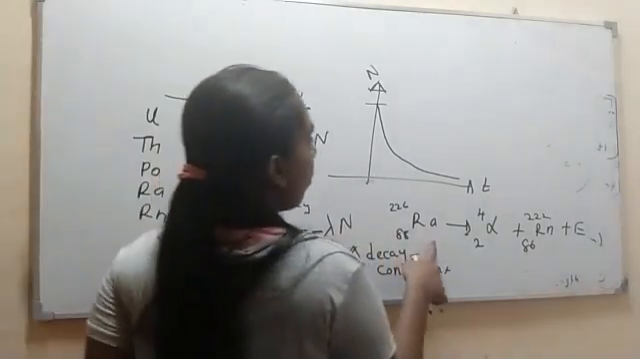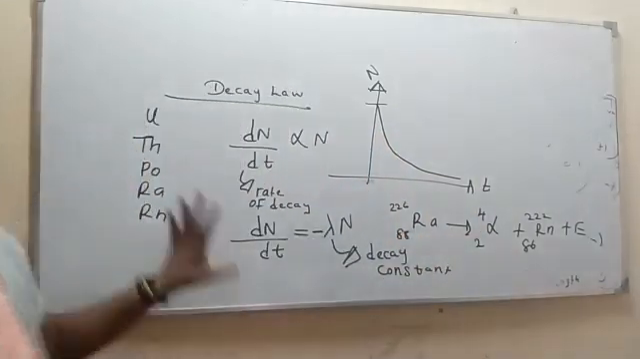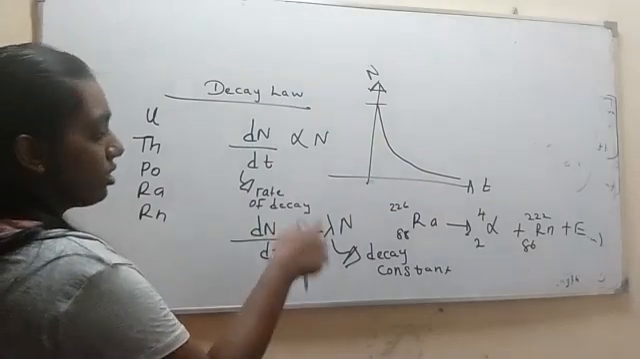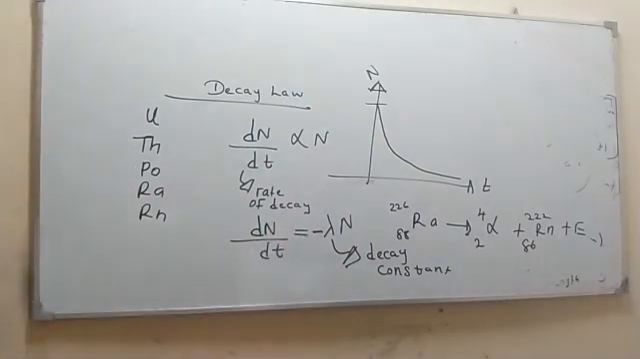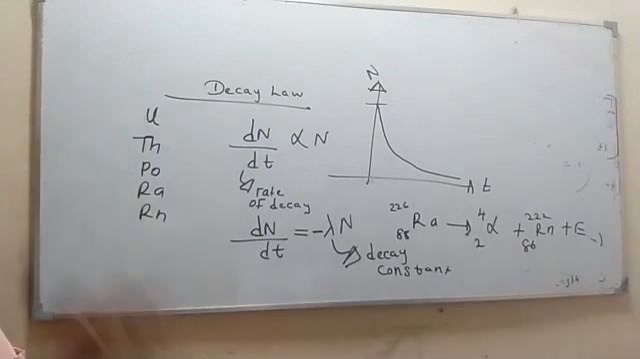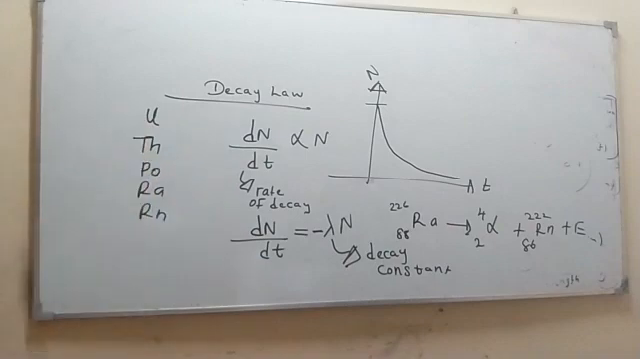This is the graph showing how the number of nuclei decreases with time. That's why we talk about this law: dN by dt is lambda N, meaning how much decays in unit time. That's why we introduce the decay constant. Every element is not equal. Uranium takes millions of years to decay, but thorium takes thousands of years. Different elements have different properties, so the decay constant is specific to each element. Uranium has its decay constant, thorium has its own. Different elements behave differently.